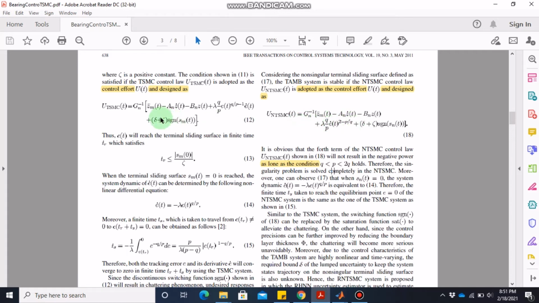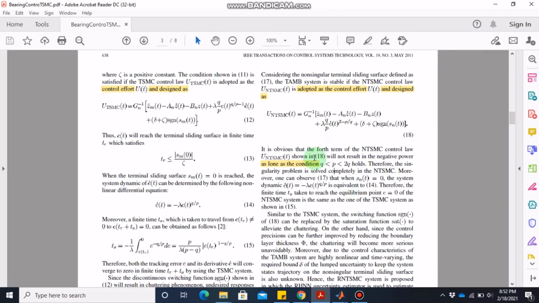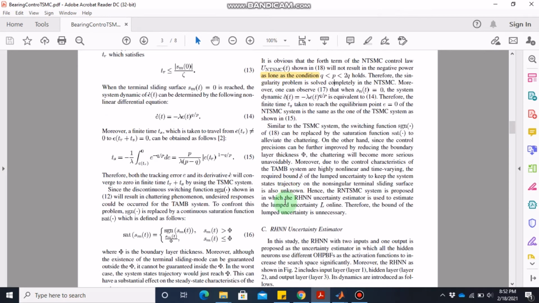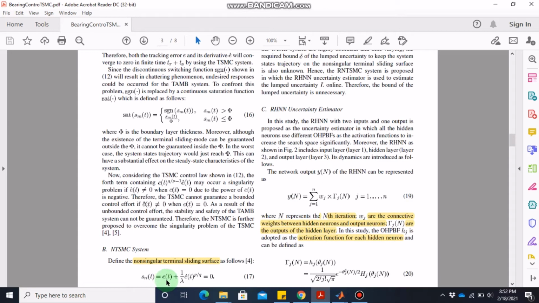The difference between the terminal sliding mode control and the non-singular terminal sliding mode control is, again, in terminal sliding mode control, the sliding surface is the derivative of error plus lambda times error raised to the power q over p, whereas in non-singular terminal sliding mode control, the sliding surface is a little bit different. This is error plus 1 over lambda times the derivative of error. Now in the terminal sliding mode control, the error e is raised to the power p over q, but in the non-singular terminal sliding mode control, the derivative of the error is raised to the power p over q. So this is the difference here.